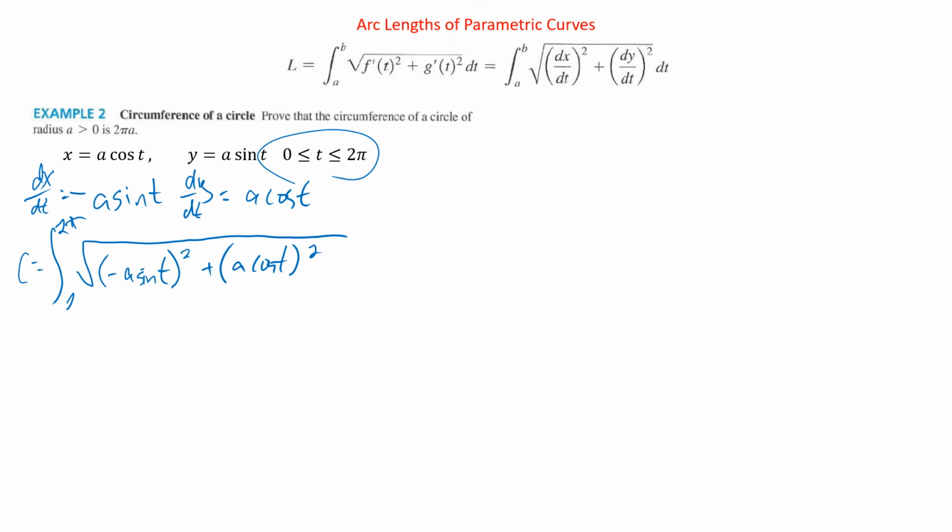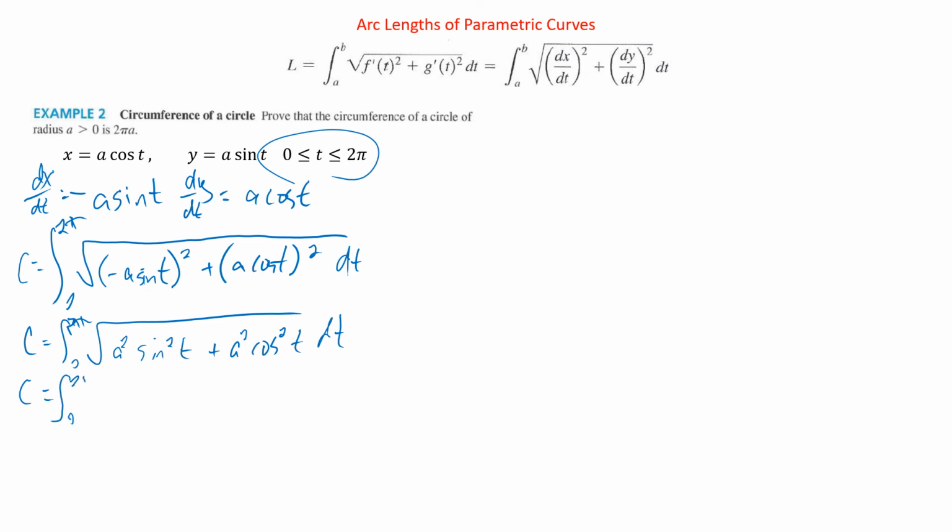So the first thing is we will square the two terms. That gets rid of the negatives. We just have a squared sine squared t plus a squared cosine squared t. I guess we have a dt back here. So the circumference will equal, we can factor out that a squared, the integral from 0 to 2 pi of the square root of a squared times sine squared t plus cosine squared t, dt.